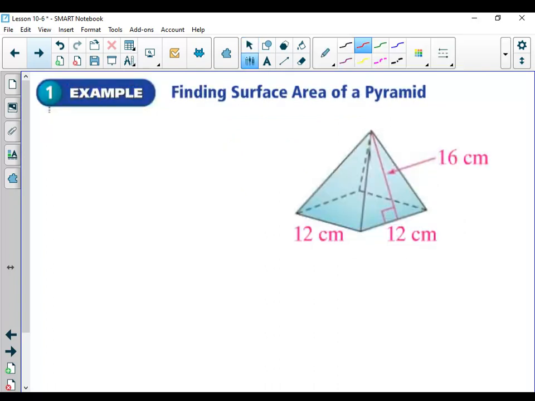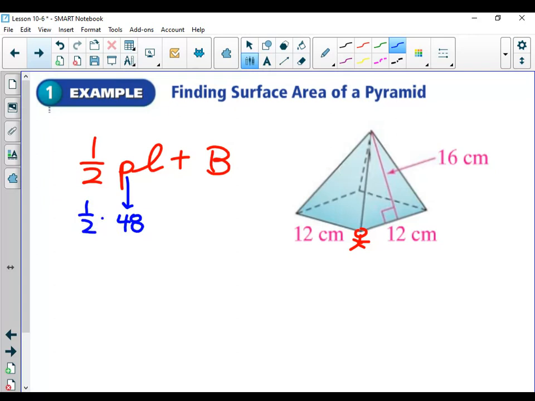Okay, so half's gonna stay, right? Perimeter. Here's Sally visiting Mexico. She walks around the pyramid. Perimeter. So, perimeter hops out, 48 hops in. She's walking around, 12, 12, 12, 12.